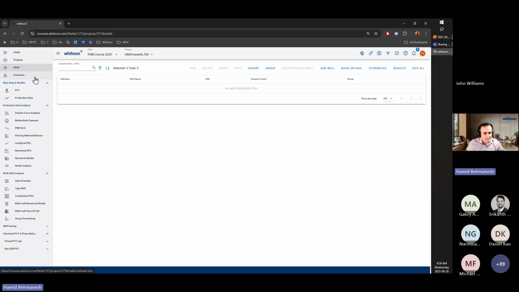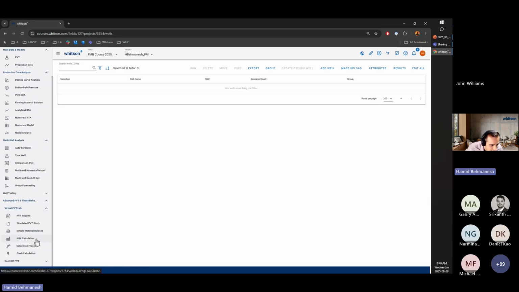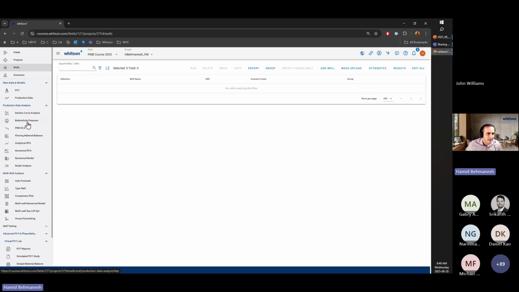And in the scenario, there's a different scenario for that well. We're going to spend some time in the PVT to generate representative fluid properties, and then multiphase fluid material balance is here. We're also going to spend some time in the numerical model. There's another module here, which we will get to, called simple material balance. So basically four locations in here.